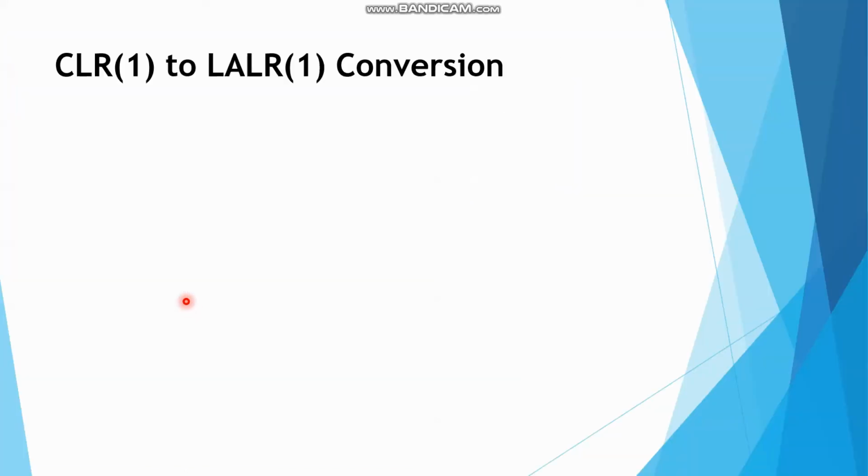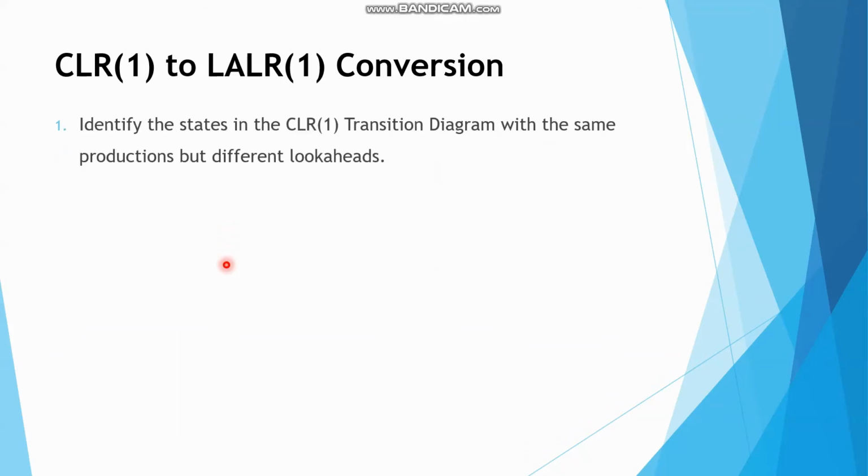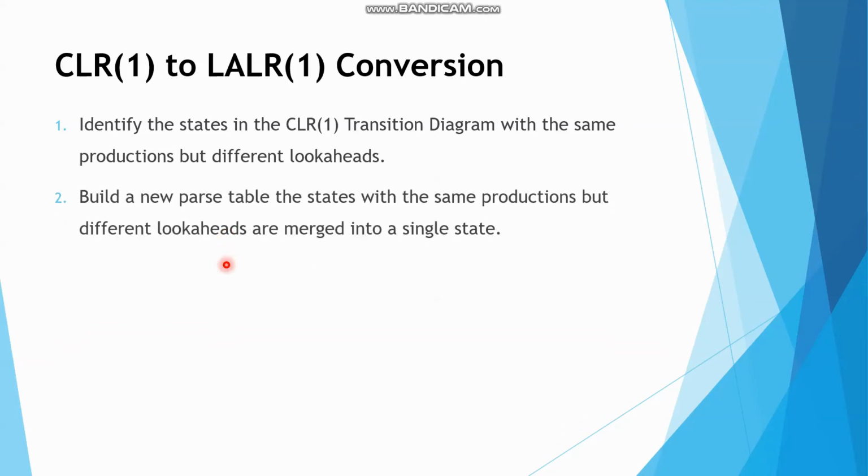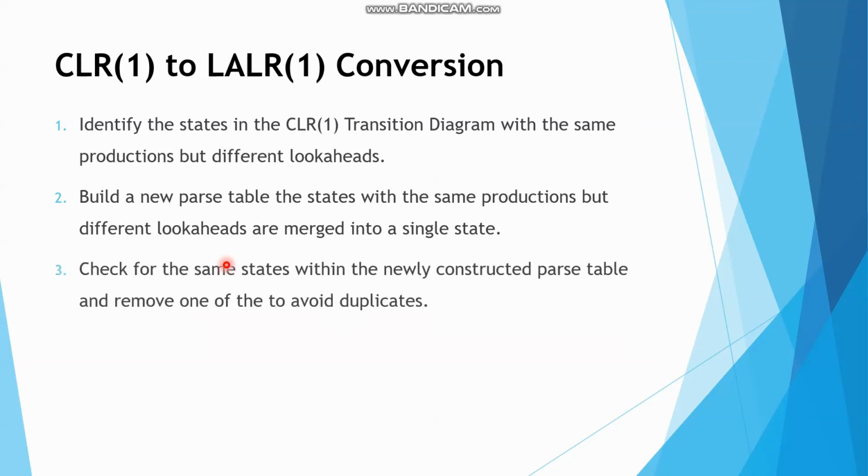Now back to our main topic. We have to follow the following steps to convert our CLR1 parser to a LALR1 parser. We will first identify the states having the same productions but different look aheads in our CLR1 transition diagram. After that, we will update our parse table based on the information we extracted in the first step from our transition diagram. We will remove the duplicate states from our updated parse table, and we will also merge the data present in duplicate rows into a single row if there are any differences between them.